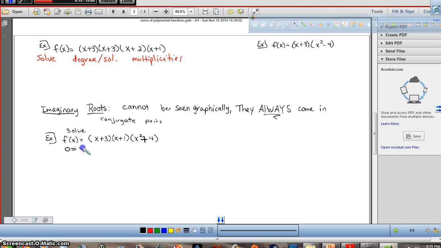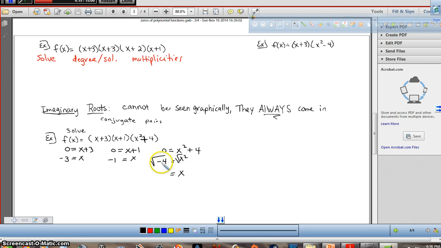So to solve, take each factor, set to 0. And we're going to solve those individually. So I'm going to subtract 3 from both sides of the equal sign, subtract 1, and then on this one I'm going to subtract 4. I have to do a little bit more work here. I'm going to square root both sides.